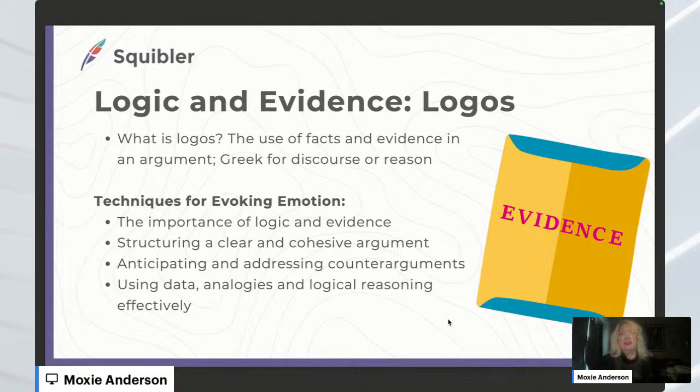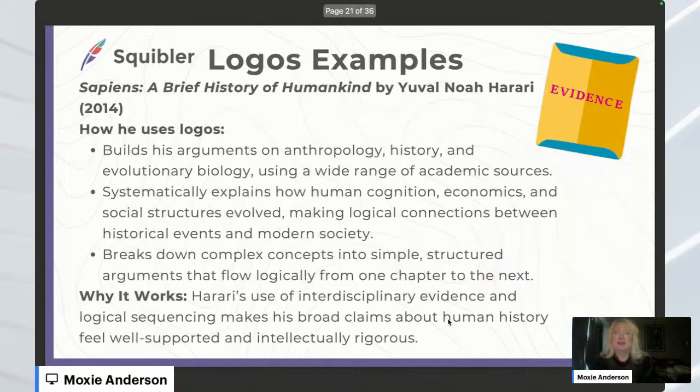The third part of our rhetorical triangle, things to aim for, is developing logos. And logos is the use of fact and evidence in an argument. It's the Greek word for discourse or reason. There are some techniques for evoking it. You want to look at the importance of using logic and evidence in your writing. You want to make sure you're structuring a clear and coherent argument. You want to make sure you're thinking about anticipating and addressing counter arguments. You know that there might be another position, and you have an idea in your head of how you're going to address that. Logos also relies on data, analogies, and logical reasoning to make its case.